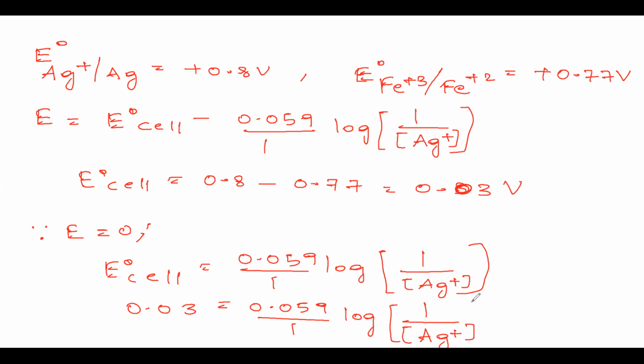So that is equal to log of 1 by Ag plus. The concentration of Ag plus is equal to 0.03 by 0.059, which is equal to 0.508.